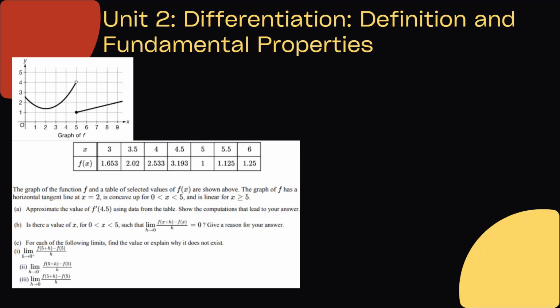Part C, for each of the following limits, find the value or explain why it does not exist. So for I, that's the limit from the right of 0 of the difference quotient. It's the alternative definition of the derivative. So this is the derivative from the right of x equals 5. So here's 5. The derivative from the right exists, and it's equal to 1/4 because the slope of that line is 1/4.